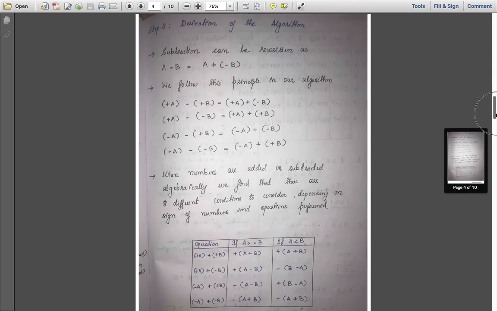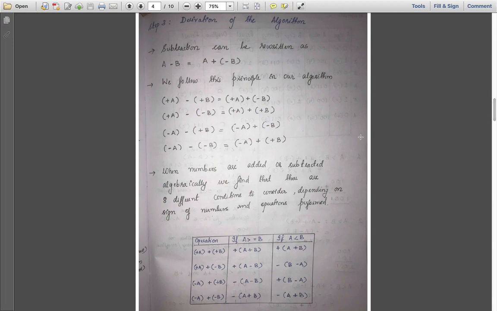Now the next step is to come up with an algorithm to solve this particular problem. So what is the algorithm requirement? Let's see. We know that addition and subtraction are the two things that need to be done. So subtraction we are going to rewrite in this form. A minus B can be written as A plus minus of B. We know that this can be rewritten in this format.